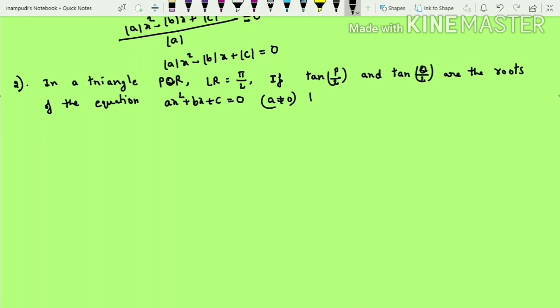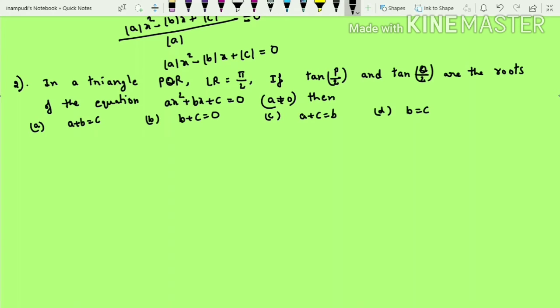Then options. Option A: a plus b equal to c. Option B: b plus c equal to 0. Option C: a plus c equal to b. Option D: b is equal to c.